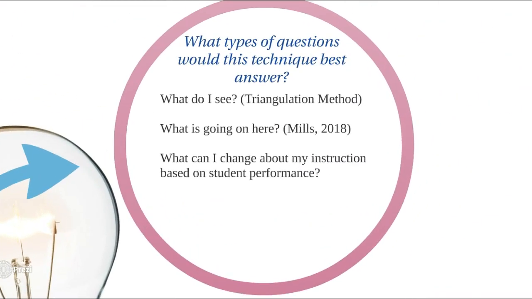Some questions that would be best answered: the triangulation method asks, what do I see? What am I seeing in my students, and what are they doing with the research and the activities that I have planned? Mills also said, what is going on here, which is kind of like the first one as well, but I'm trying to see, okay, what is going on in this specific area that I'm trying to research? And I also thought of my own personal question: what can I change about my instruction based on student performance?